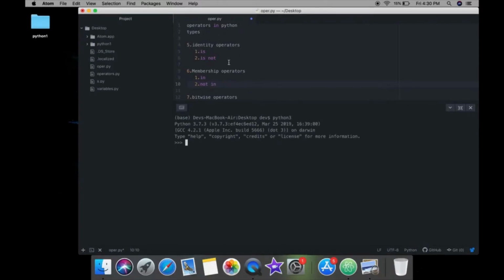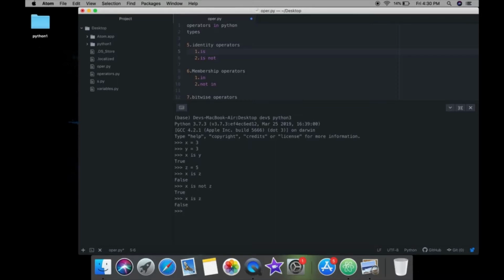Now first we will consider the identity operators. So what do is and is not mean? Is means this one is equal to this. Like if I have x is equal to 3 and y equal to 3, x is y, I will get true. But if I have z is equal to 5 and x is z, I will get false. And if I use x is not z, because they are not equal, I will get true. But if I write x is z, I will get false.